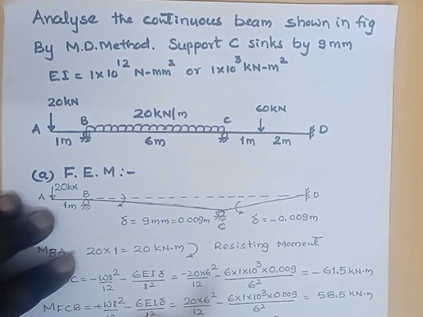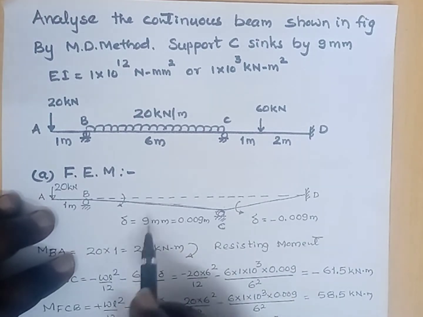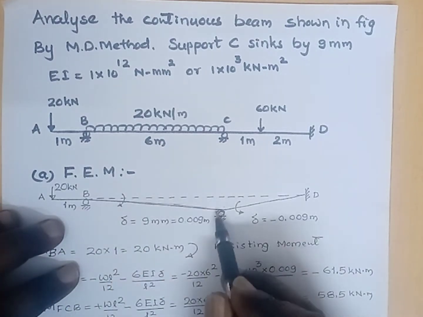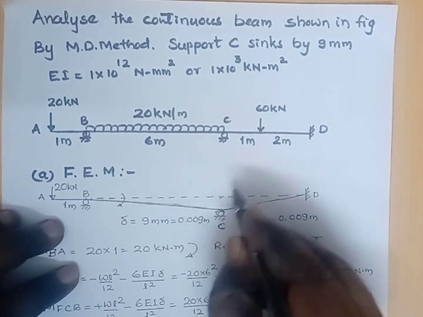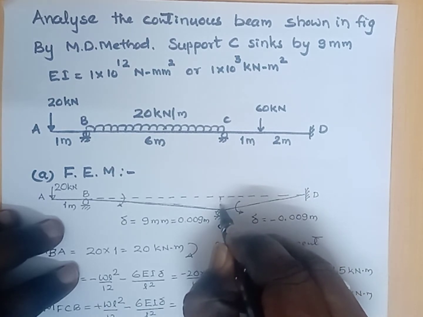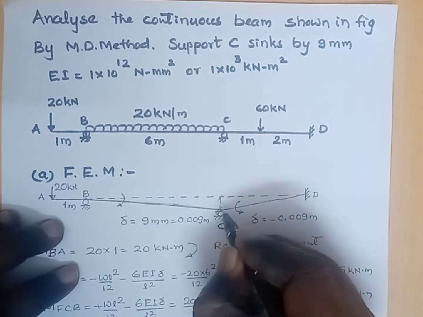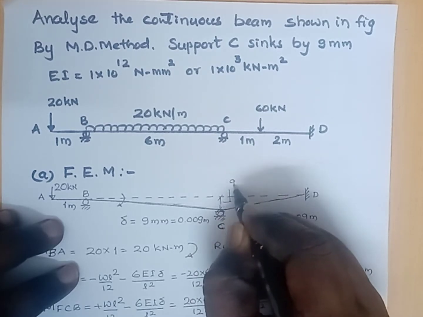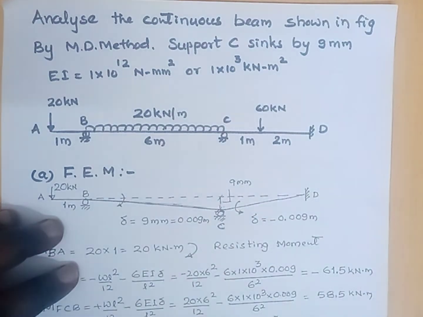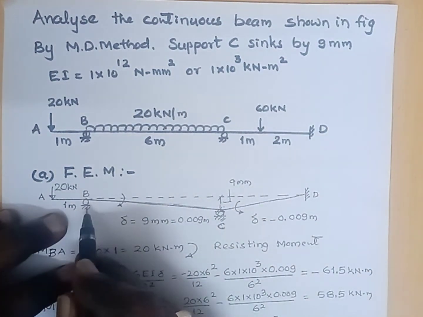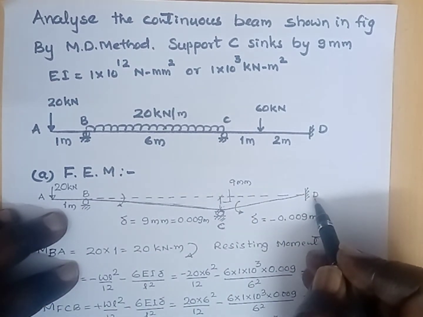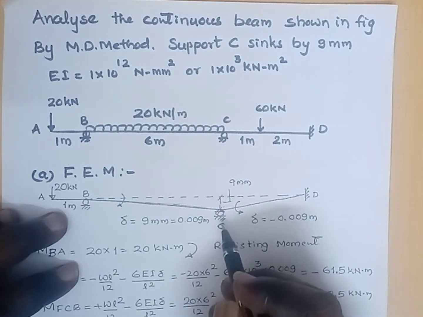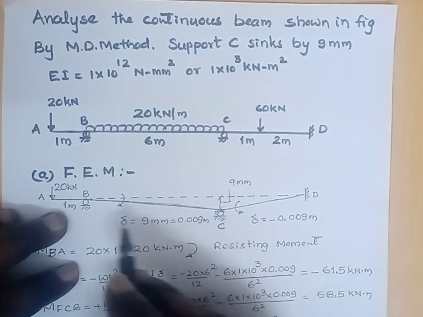First you have to calculate the sinking and rotation of the support. Here support C sinks by 9 millimeter. This one is the sinking of the support with respect to its original position. The magnitude of this sinking is 9 millimeter with respect to its original position. Then there is no disturbance for B and there is no disturbance of D, but only the support C sinks by 9 millimeter.